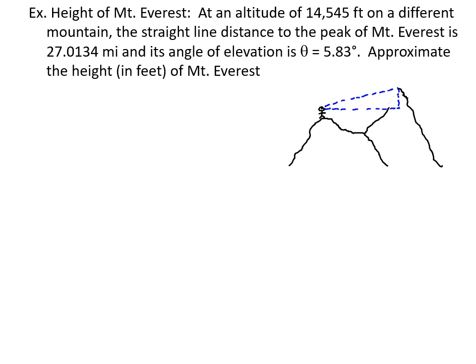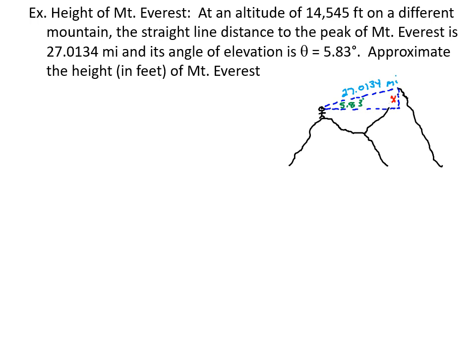And I have a couple things. One, I know the hypotenuse, the angle of elevation going up, makes the hypotenuse go to the straight line to Mount Everest. That's at 27.0134 miles. And your angle is 5.83 degrees. We need to figure out the vertical side over on the right-hand side. We need to figure out this side, x.